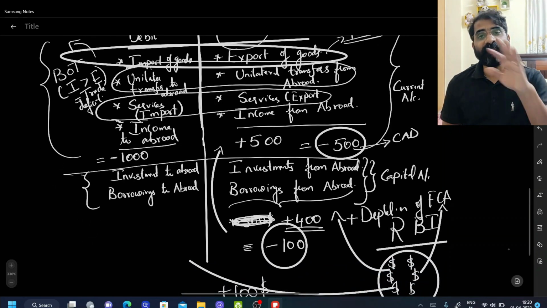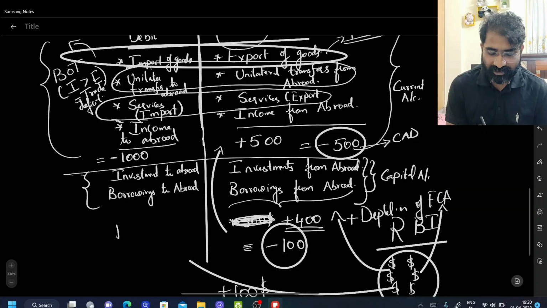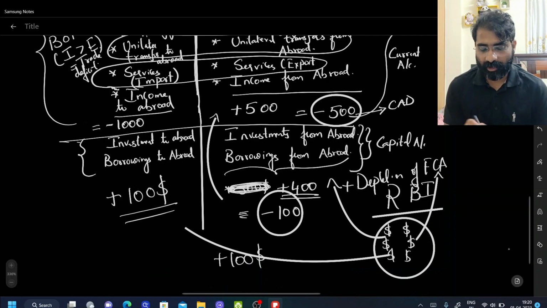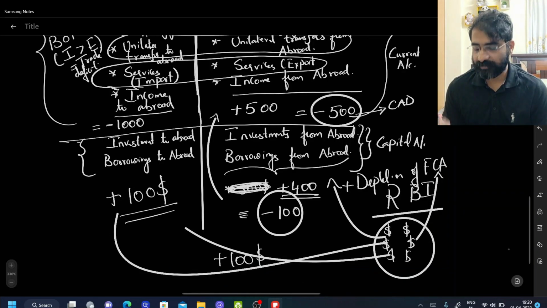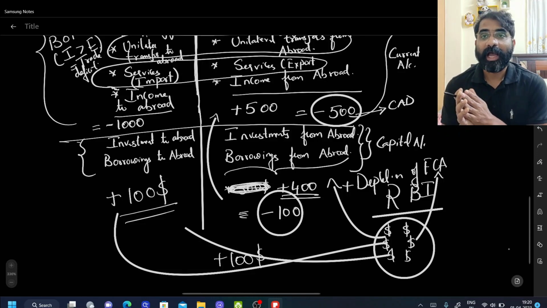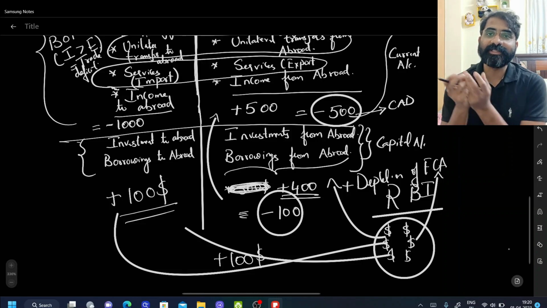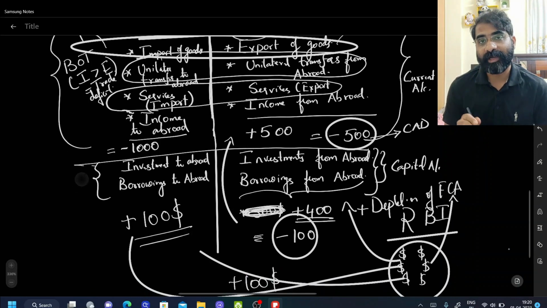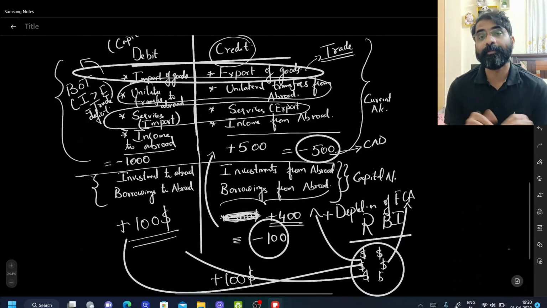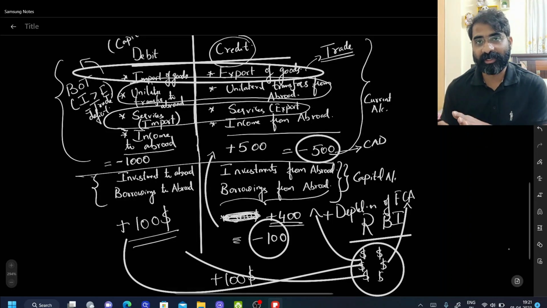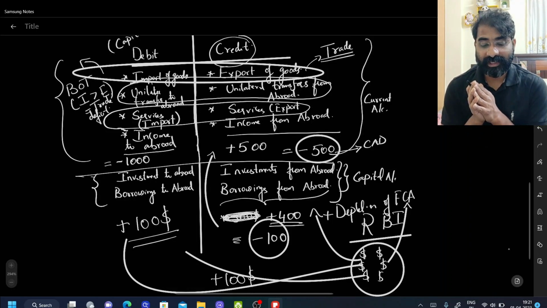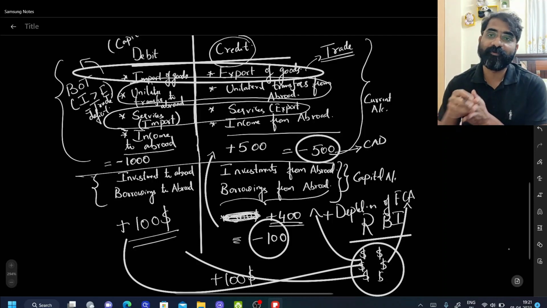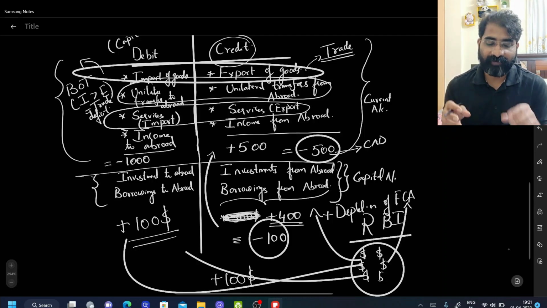But now, suppose there is a positive aspect, that is BOP net is $100 positive. This $100 will get into Forex, will get into the reserve. That is addition or increase of foreign currency asset. But this will be part of the debit. Why? Because money is moving out of the BOP account. So this is basically an outflow, therefore it will be part of the debit.